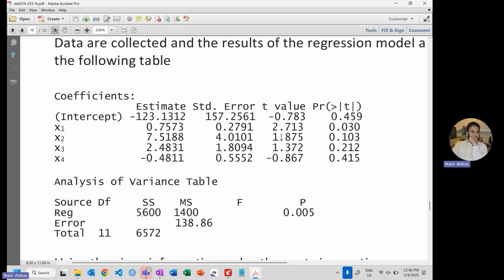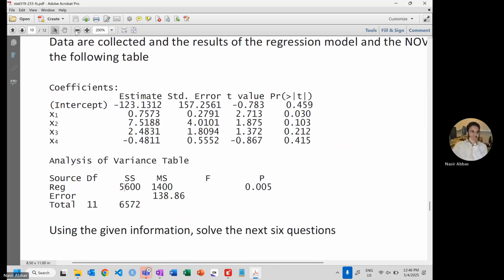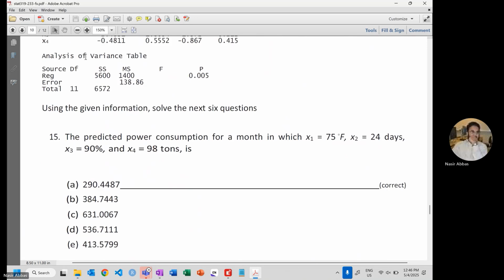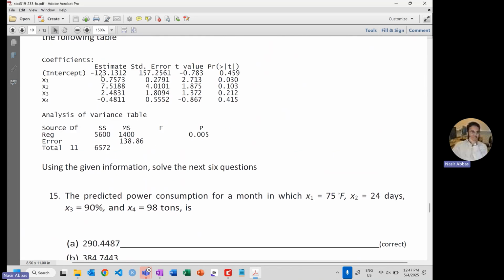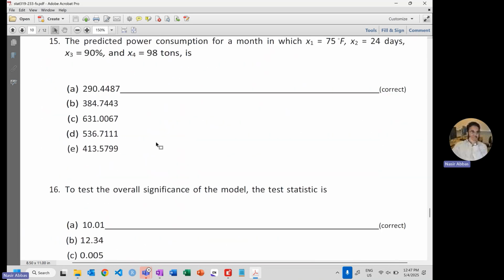Now let us look at the questions one by one. Question A says that the predicted power consumption for a month in which X1 is this, X2 is this, X3 is this, X4 is this will be what? You just substitute. This is B0, minus 123 point something. This is B1, this is B2, this is B3, this is B4. So just substitute the values in your model and you get this one.